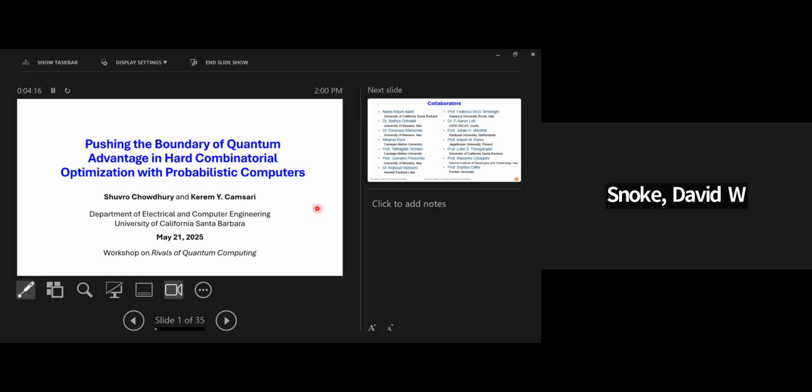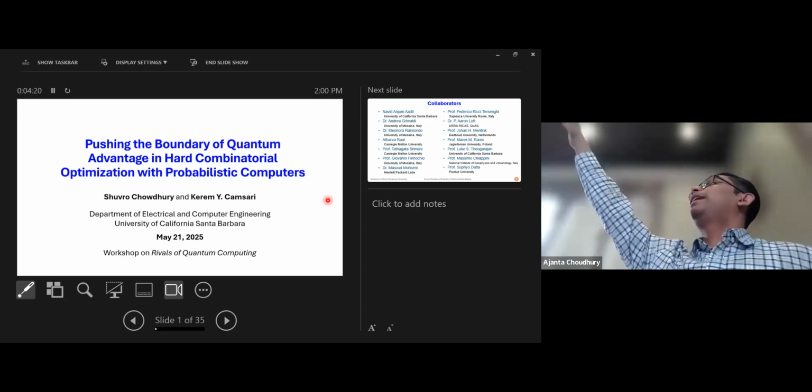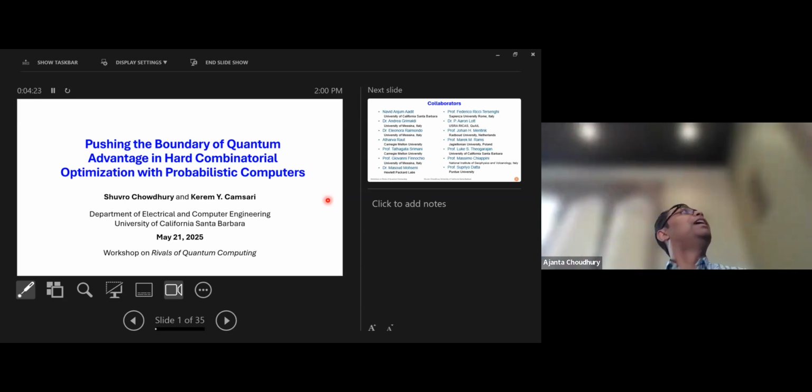Organization probabilistic computers. Yeah, thank you. Can you hear me from the back? Okay, thank you very much.